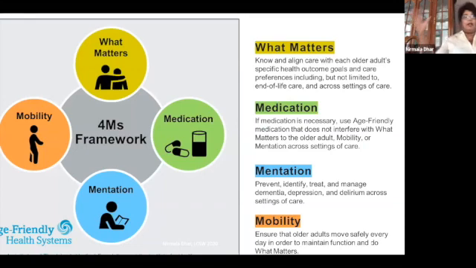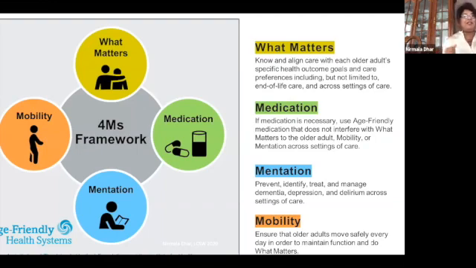So this is not just for large health systems or insurers or payers. It is for all of us. The next M is mentation. Prevent, identify, treat, and manage dementia, depression, delirium across settings of care. And lastly, mobility. I call mobility the holy grail of aging. Ensure that older adults move safely every day in order to maintain function and to do what matters. So the 4 M's framework is what matters, medication, mentation, mobility. And this essentially means your entire system of care, whether large or small, takes into account all of these 4 factors at every visit with an older adult.